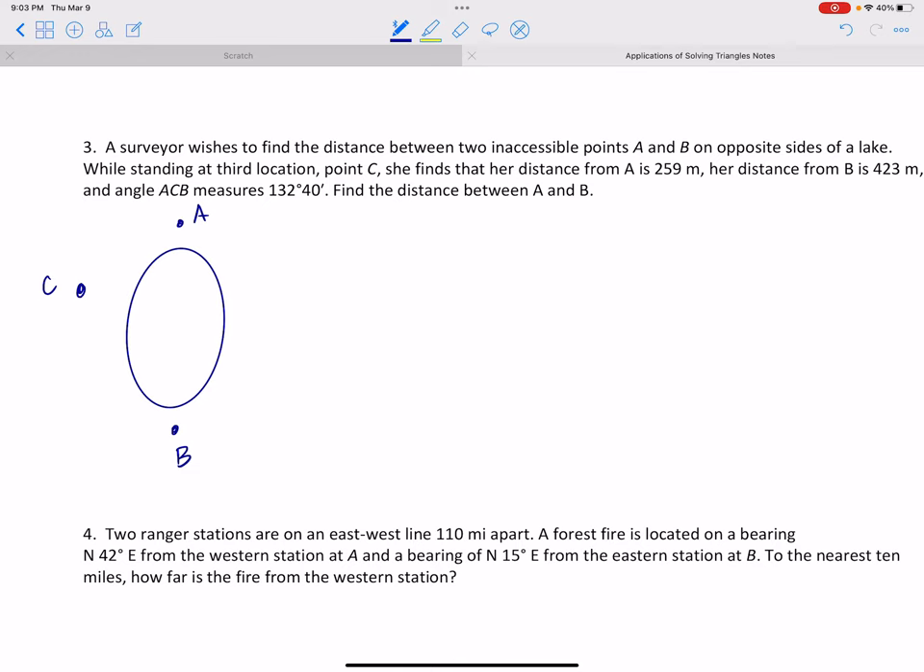She finds that her distance from A is 259 meters. So then we know her distance from A is 259. So this distance right here, I can call that 259 meters. Oops, my drawing tool is still on. And then it says that her distance from B is 423 meters. So her distance from B, that's this piece here. Again, 423 meters. And then it says that angle ACB.